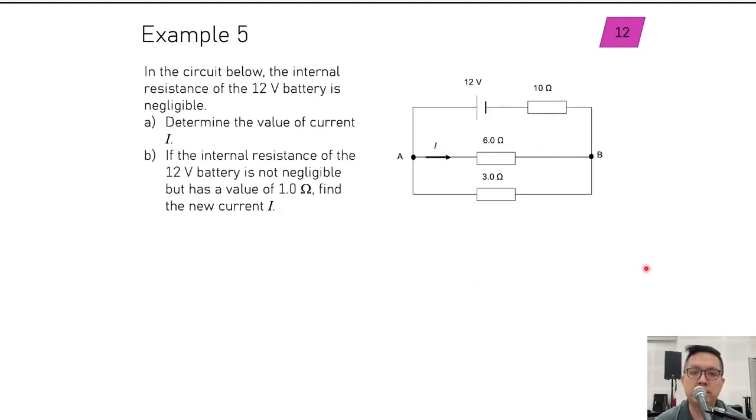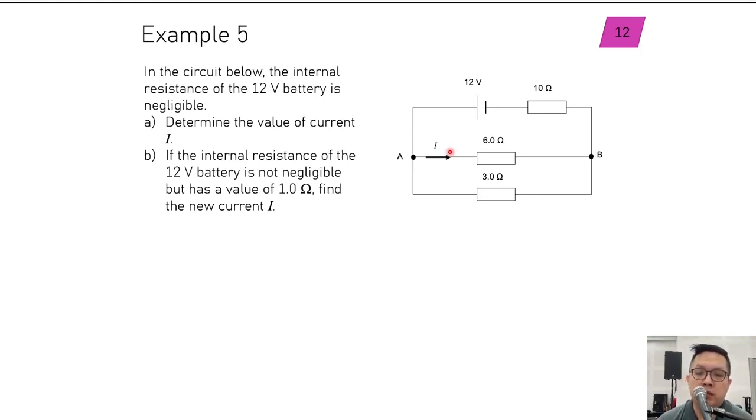Alright, next we have this circuit here. The internal resistance of the 12 volt battery is negligible, so this is not internal resistance, this is just a 10 ohm resistor connected in series to this parallel branch here. Determine the value of the current I. Then you have the second part, we'll talk about that later.